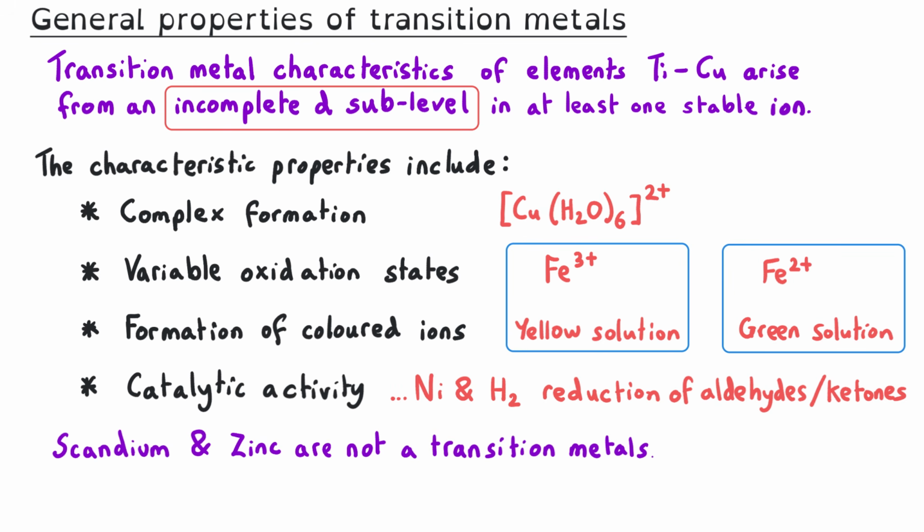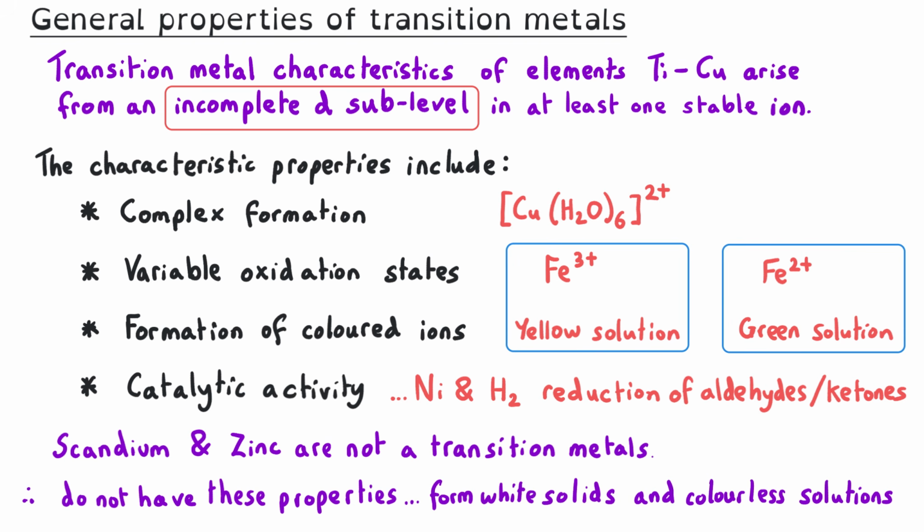Since scandium and zinc do not form stable ions with an incomplete d sublevel, they are not transition metals, and so they do not have these properties. For instance, they generally form white solids and are colourless in solution.